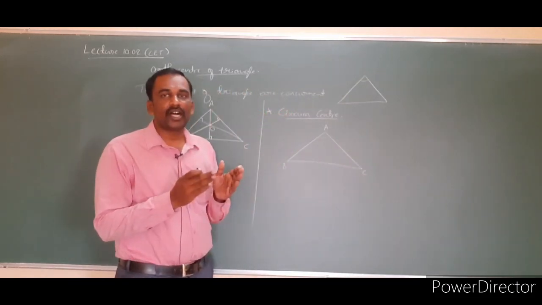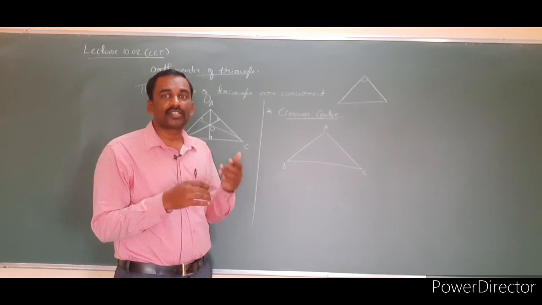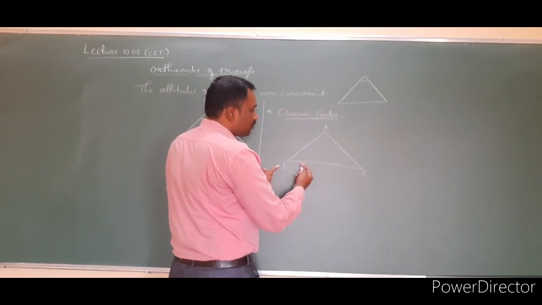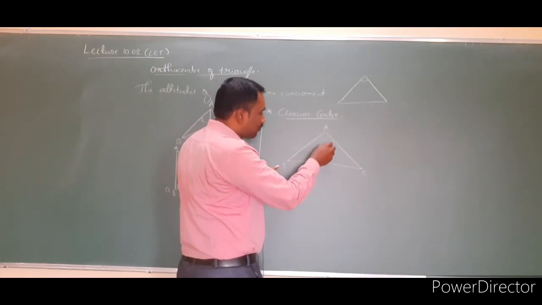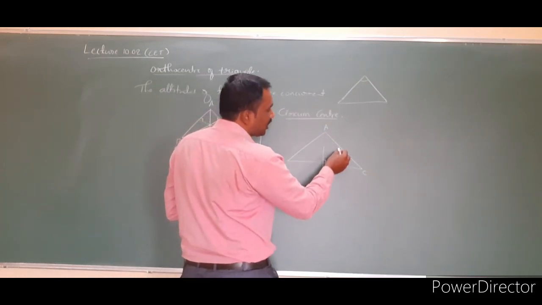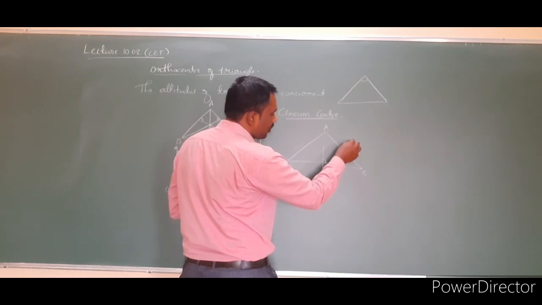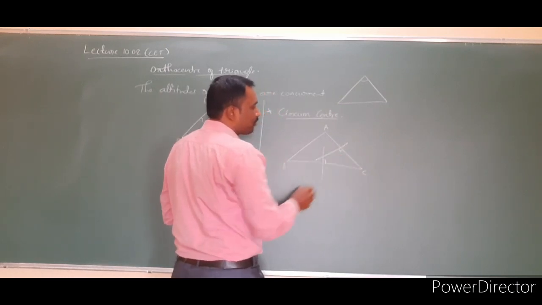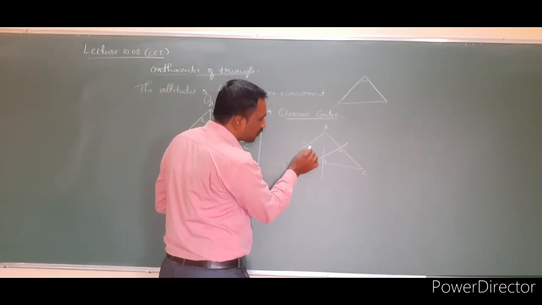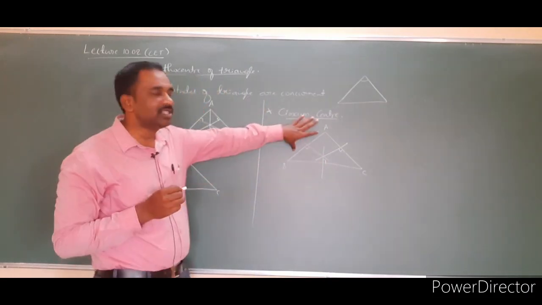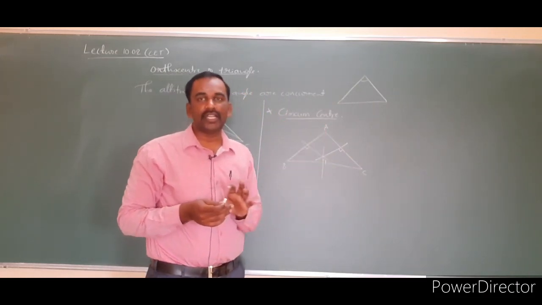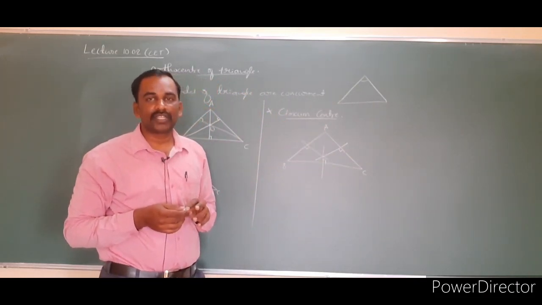Now, what is the circumcenter? A point of intersection or point of concurrence of the perpendicular bisectors. Here, the side BC has a perpendicular through its midpoint, perpendicularly bisecting it. This is the perpendicular bisector of BC. Similarly, the perpendicular bisector of AC is perpendicular to AC and bisects the side AC. Through the midpoint of AB, it is perpendicular. This is the perpendicular bisector of the side AB. The point of concurrence of the perpendicular bisectors is said to be the circumcenter of the triangle.